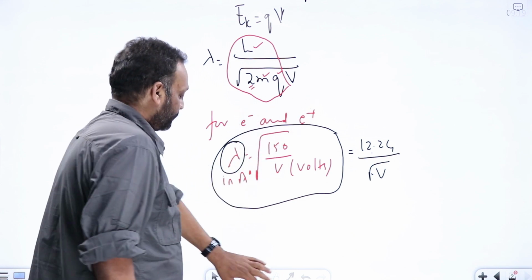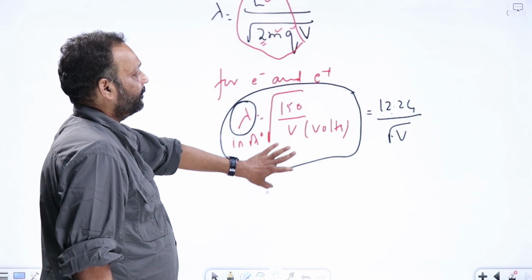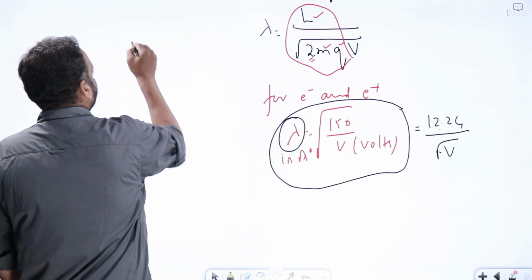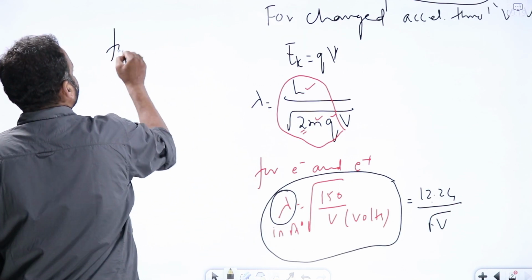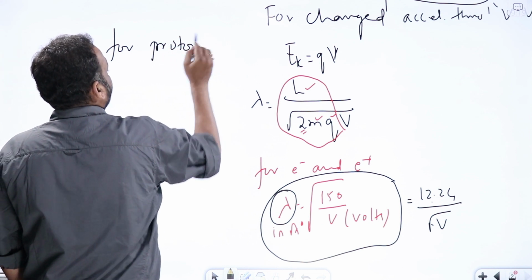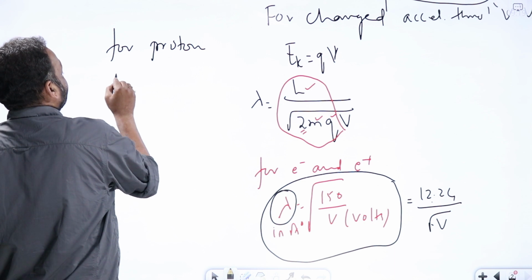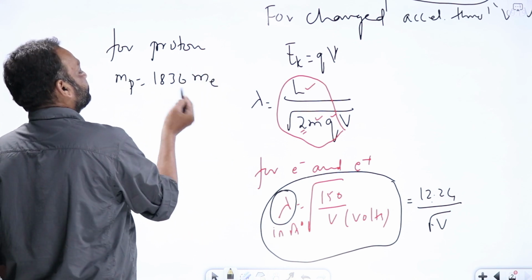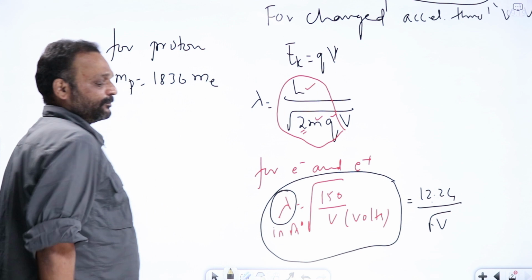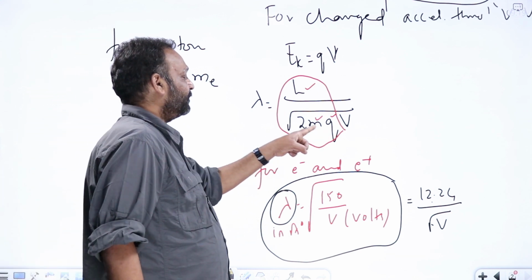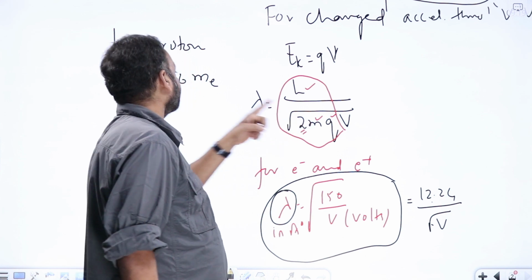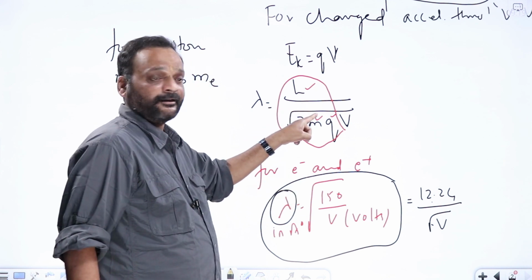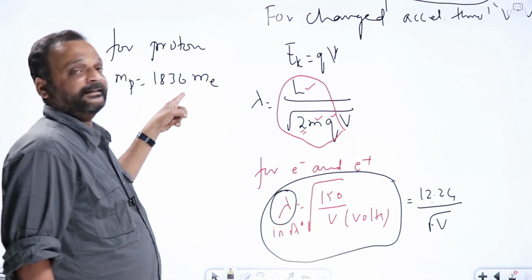What about a proton? A proton has the same charge as the electron, only it is positive. The rest mass of a proton is 1836 times the mass of the electron. So charge is the same, and mass is 1836 times the mass of the electron. Whatever formula we got for the electron will get divided by root 1836.